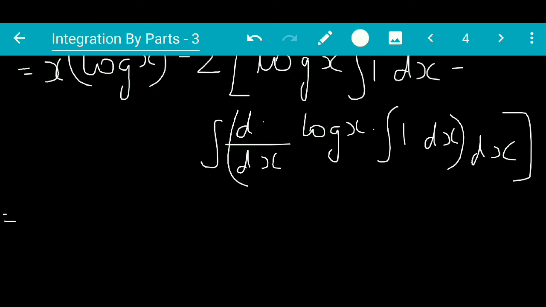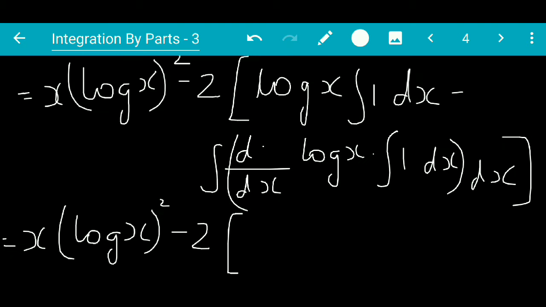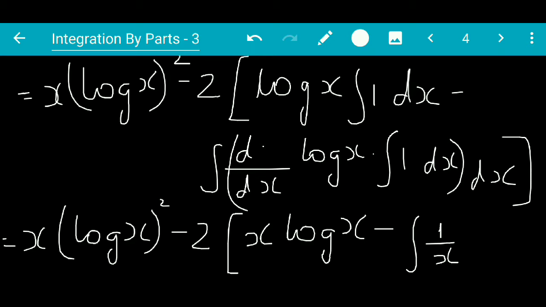Thus we are going to get this way, that is (x log x) the whole square minus 2 into, now the integral of 1 becomes x, so we get x log x minus, now in the integral sign the derivative of log x is 1 upon x and the integral of 1 becomes x, and dx, this way.